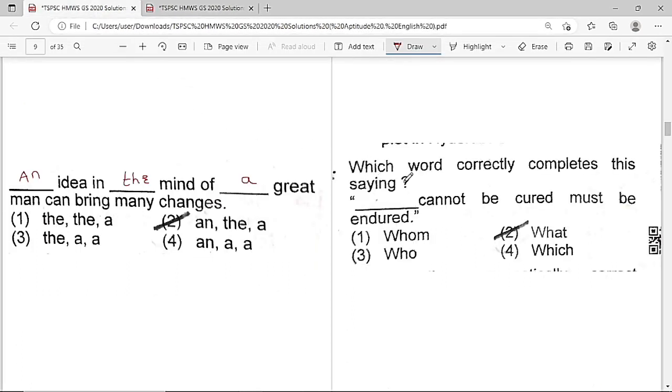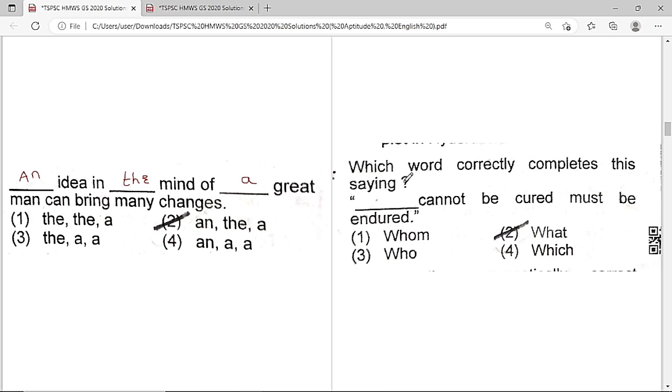So now we are going to discuss another question. See the question here. The question says, which word correctly completes this sentence? Dash cannot be cured, must be endured. The options are whom, what, who, which. So the answer is what.